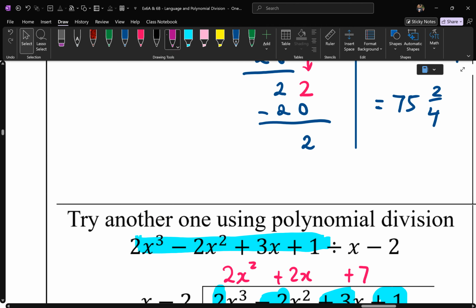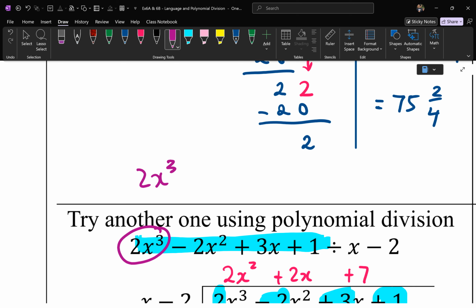2x cubed. This here is an x cubed. Who cares about the number? I know it's a 2 at the front of it. But what am I dividing by? X minus 2. But notice the x again. This is an x to the power of 1. Now logically, if you took a cubic and you divide it by a linear, x cubed divided by x, what are you going to get? X squared. That's why I know the form has to be a quadratic.